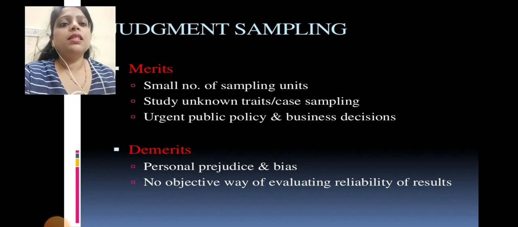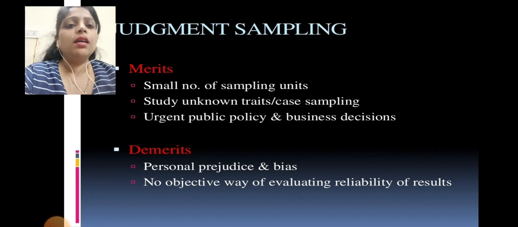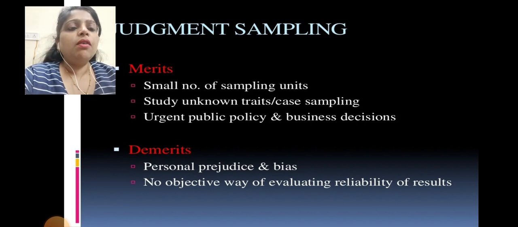Like in judgmental sampling, we can find that we will do the survey only with the people we want to, due to the personal prejudice and bias, and there is no objective way of evaluating the reliability of the test. There is no specific objective.